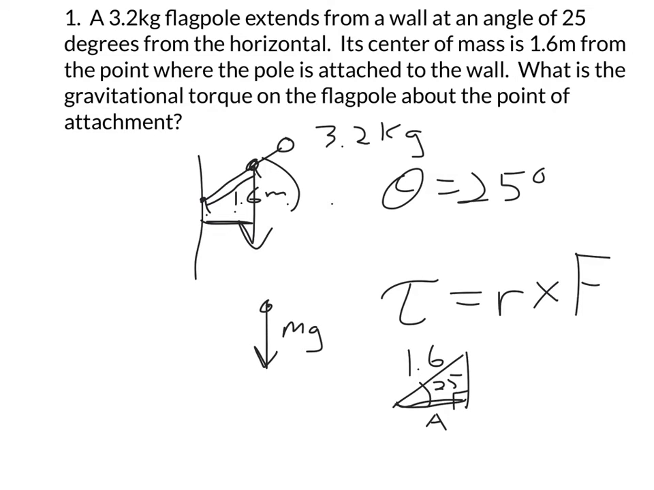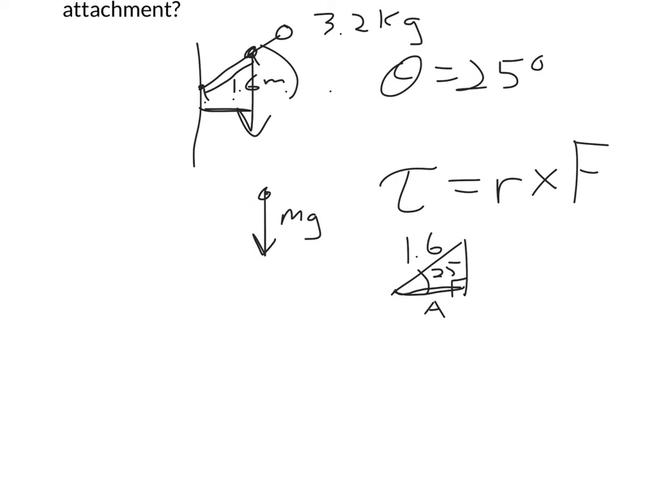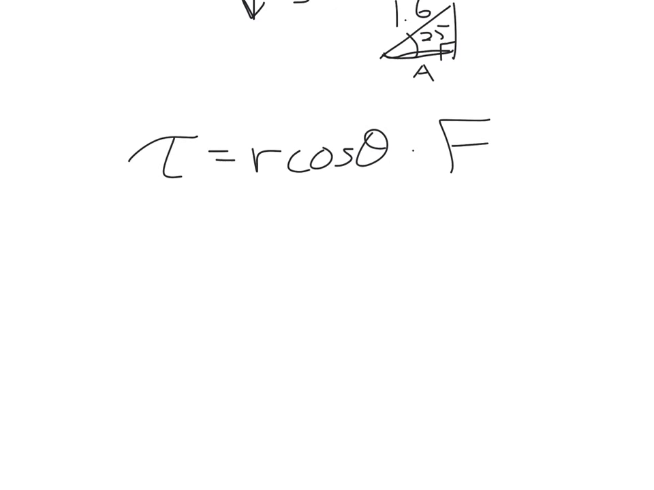So, when I actually plug that into my torque equation, that's going to be torque equal to R cosine theta cross F. Actually, once I've put the cosine in there, I can just times F. Like that. Okay. And we can plug stuff in. R was 1.6 cosine 25 times the force, which in this case was mg, so 3.2 kilos.